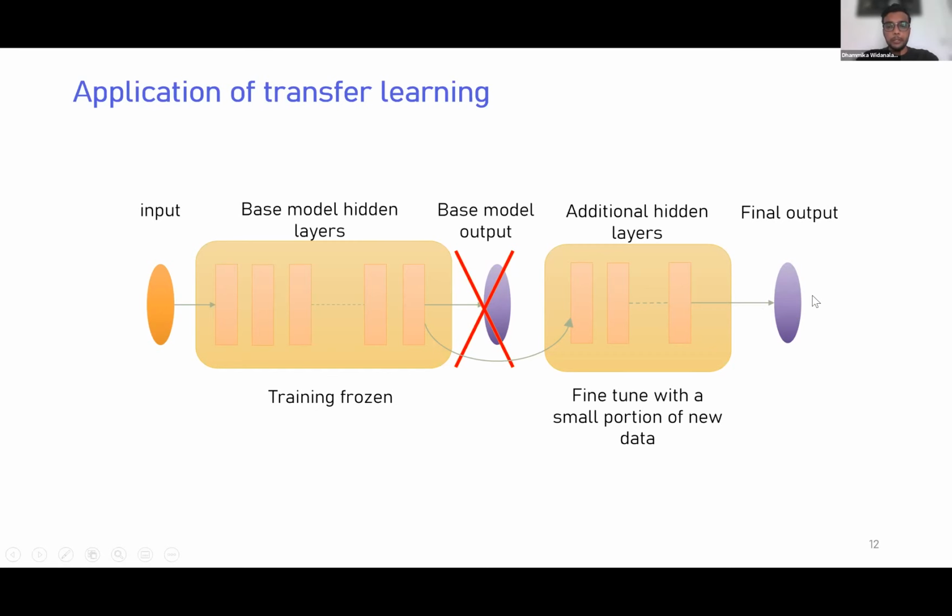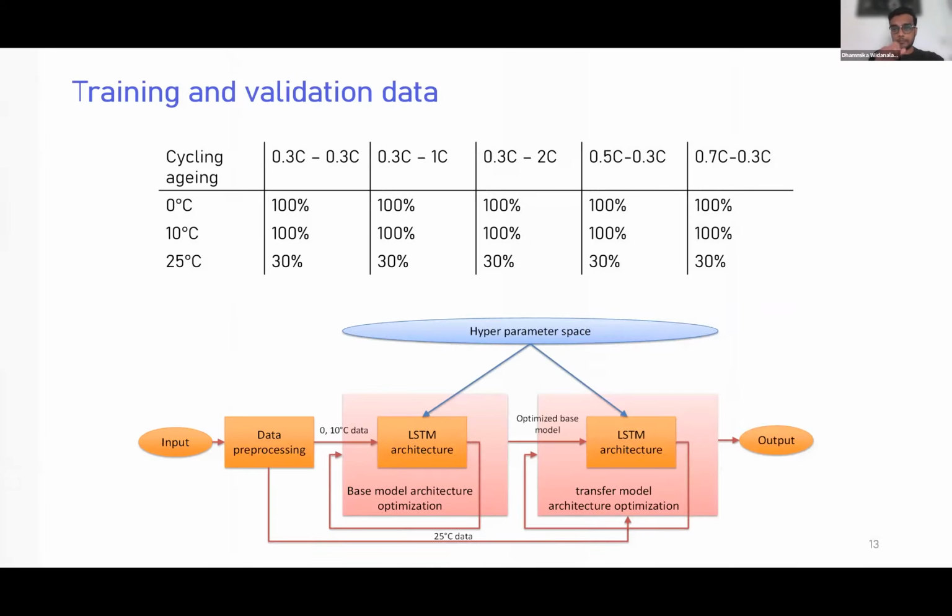So this is problem number 2 that I spoke about earlier in the talk. We use this transfer learning approach with LSTM as our architecture on the cycling aging datasets that we have. On the cycling aging, we have 3 temperatures at the moment and 5 C rates. The C rates you're seeing here are the charge and discharge rates. The first number you're seeing here is the charging, and the second number is the corresponding discharge rate. So there are five conditions.